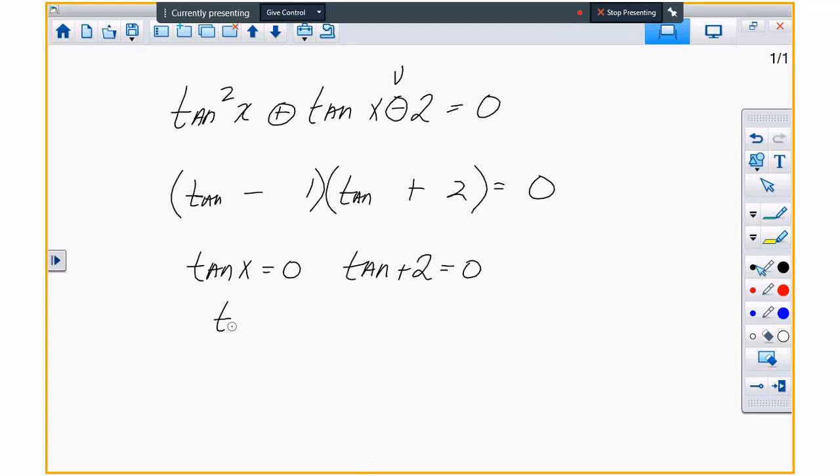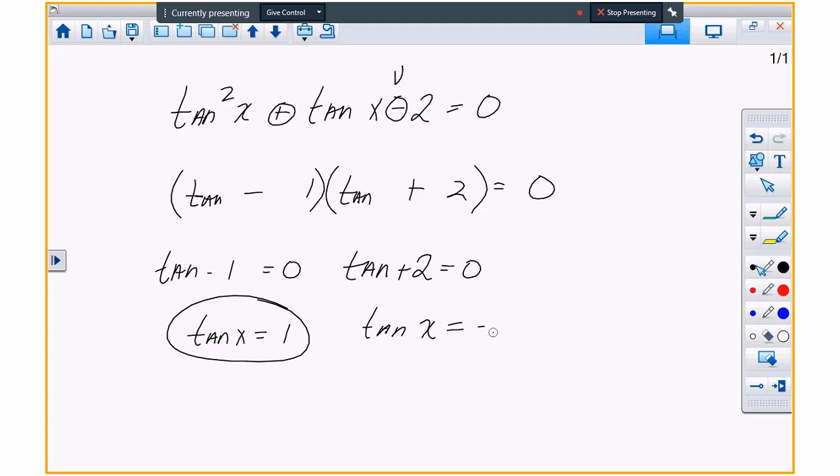So the tan of x, I'm sorry. You've got a tan of x is equal to 0, and you've got, no, 1. Sorry, forgot the 1. Tan minus 1 is equal to 0, and tan plus 2 is equal to 0. So tan of x is equal to what? 1. And tan of x is equal to what? Negative 2. And that's the same thing we got a while ago.